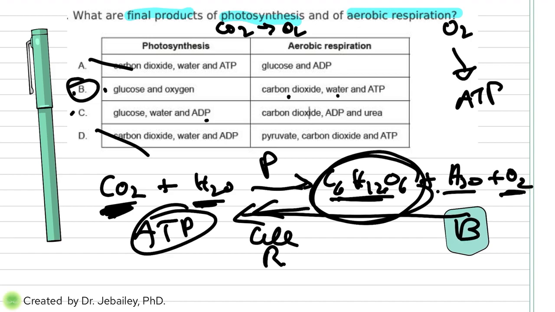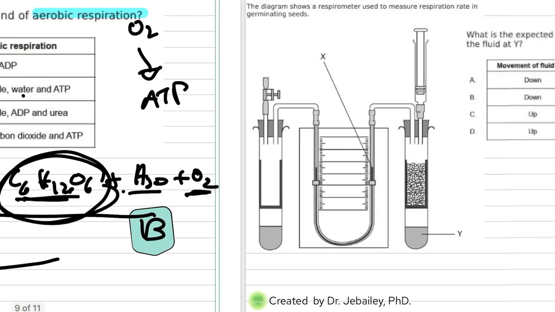And it couldn't be C because it says carbon dioxide, ADP. Not true. When you're doing cell respiration in this direction, you're not making ADP. You're making ATP because cell respiration is about breaking down glucose. And when you break down glucose, you're taking that energy. So the answer is B.